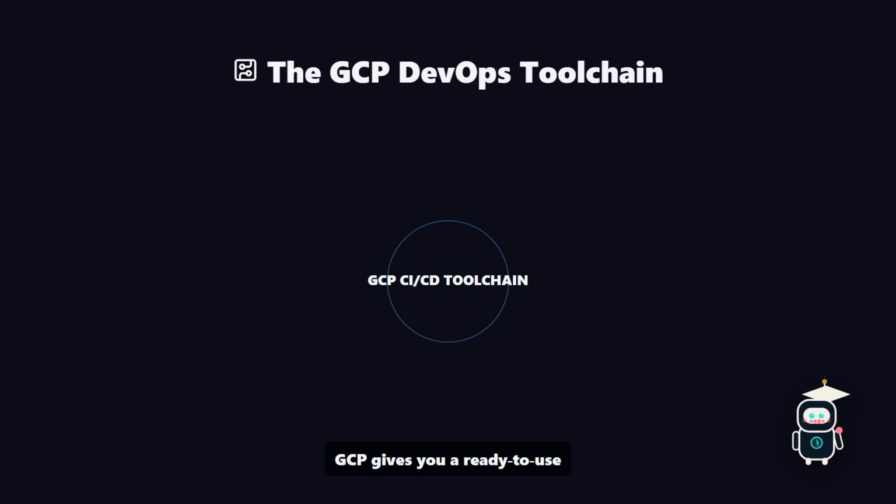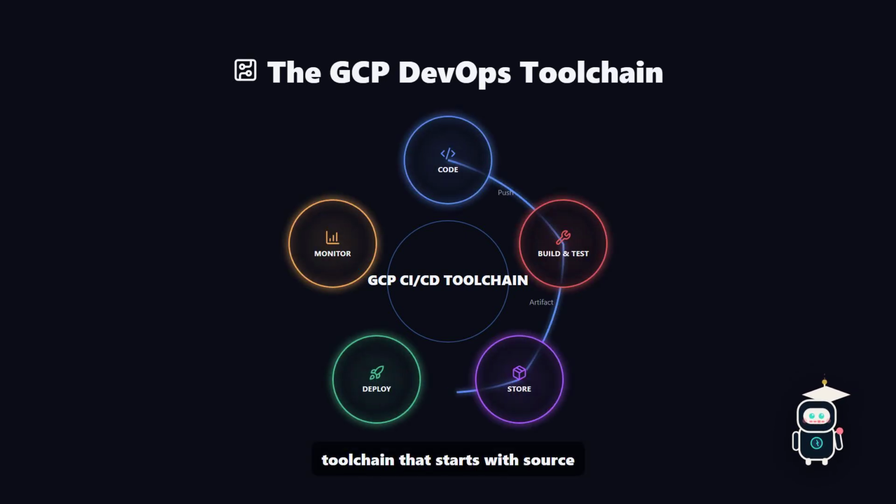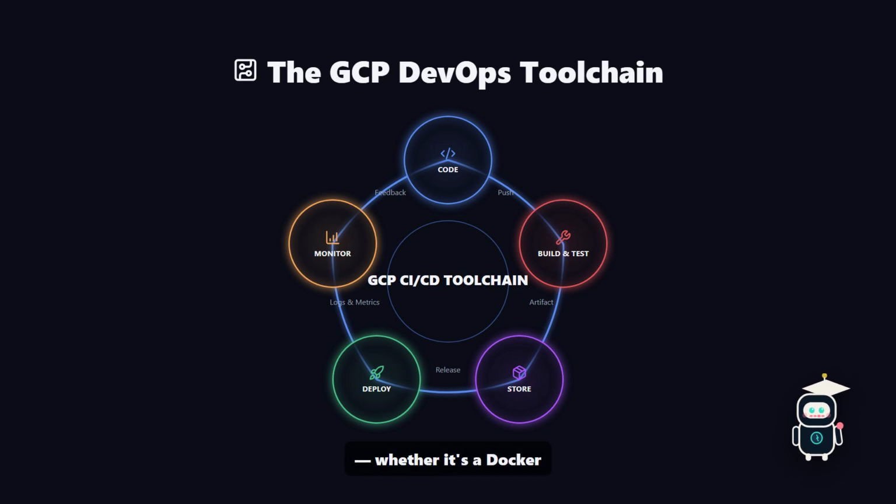GCP gives you a ready-to-use toolchain that starts with source control and ends with live monitoring. Here's the flow. First, Cloud Source Repositories gives you fully managed Git repositories that integrate directly with your GCP project. No servers to manage. When you push code, Cloud Build automatically runs your build and tests. The output, whether it's a Docker image or a jar file, goes into Artifact Registry for secure storage.